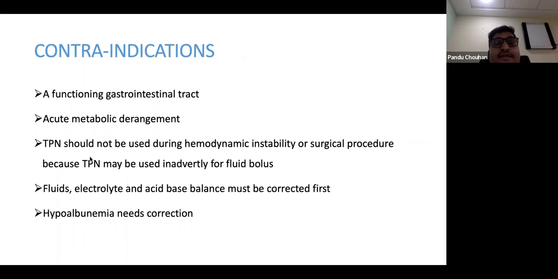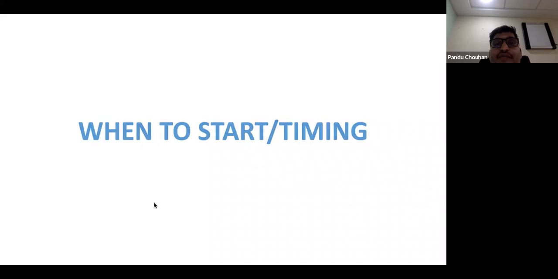What are the contraindications? A normally functioning bowel is a contraindication. If there is any acute metabolic derangement, initially correct it and look for feeding. TPN should not be used during hemodynamic instability or a surgical process because it may be inadvertently utilized as a fluid bolus. Fluid, electrolytes and acid-base balance must be corrected. Hypokalemia needs correction.